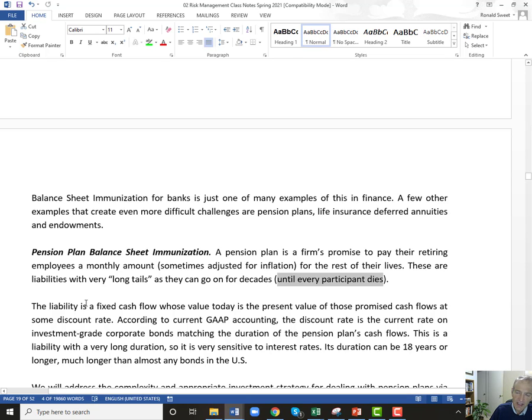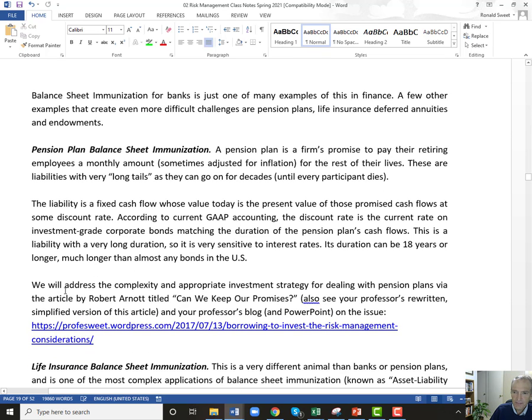That's why UTSA's pension plan, even though it was shut down 15-something years ago, is still a few billion dollars, because there's still a lot of people alive drawing a pension. I have a pension there which I won't even think about until I turn 62. So I've still got a few more years there. The liability is a fixed cash flow plus inflation, but it is a fixed cash flow.